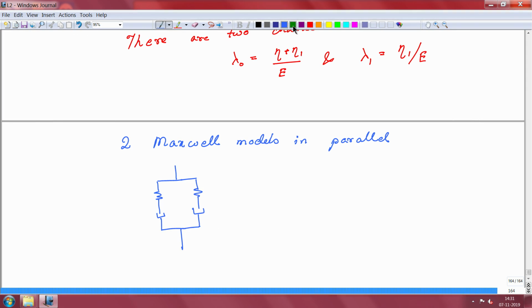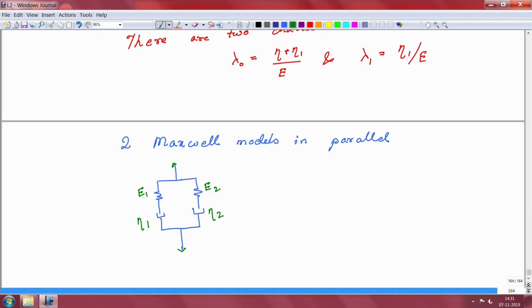And now that both of these are going to be Maxwell, I am going to label this E1 and E2 for easy demarcation, and eta 1 and eta 2. Okay. Before we proceed further, can we use our simple understanding of such systems to conclude whether this is a viscoelastic fluid or a viscoelastic solid?